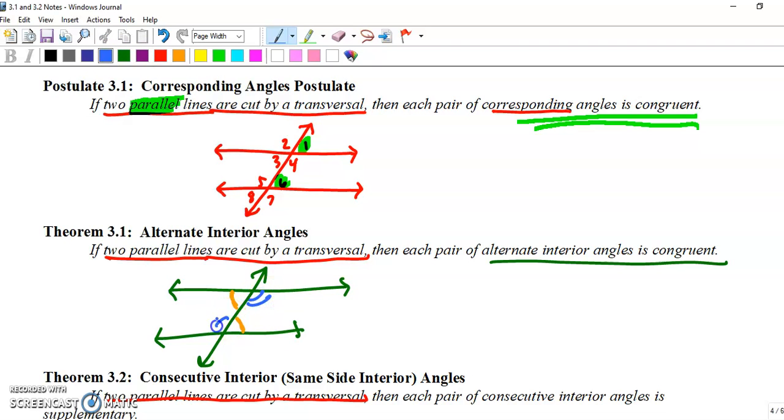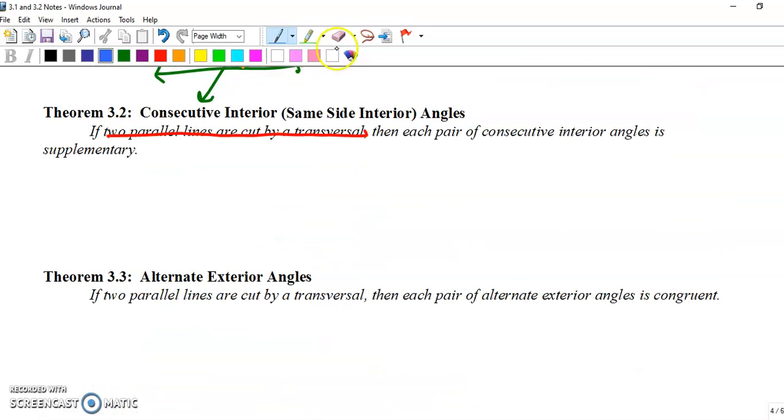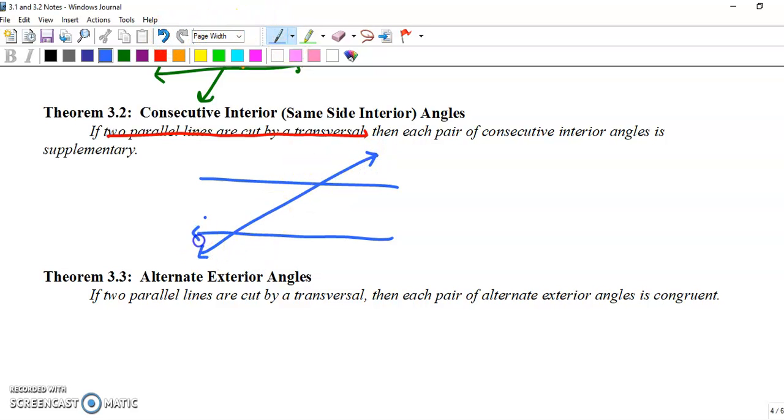These two angles are the same size. Okay, the two orange ones are the same, the two blue ones are the same. Consecutive interior or same side interiors are going to be supplementary. They're not the same size. Let me make that transversal really slanted so we can really see what's happening here.